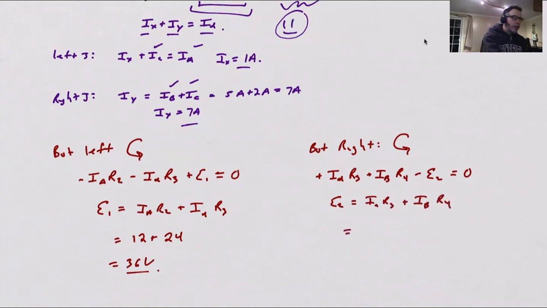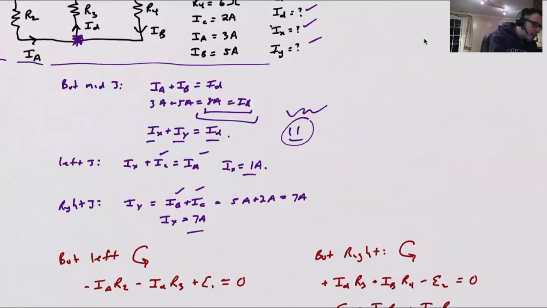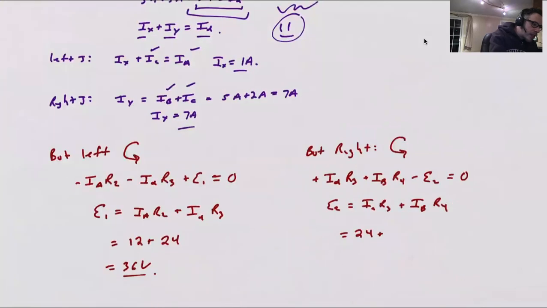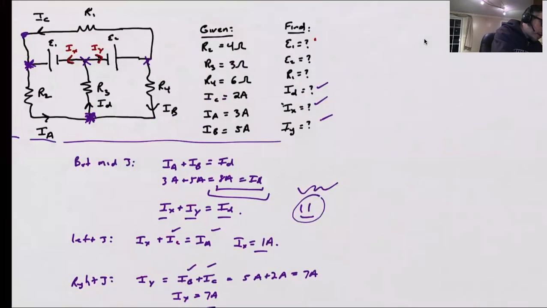Plugging in our numbers, we already did ID times R3. That was 24. IB, though, is 5. R4 is 6. 30. This is a 54 volt battery. Cool, cool. The only unknown then is R1.